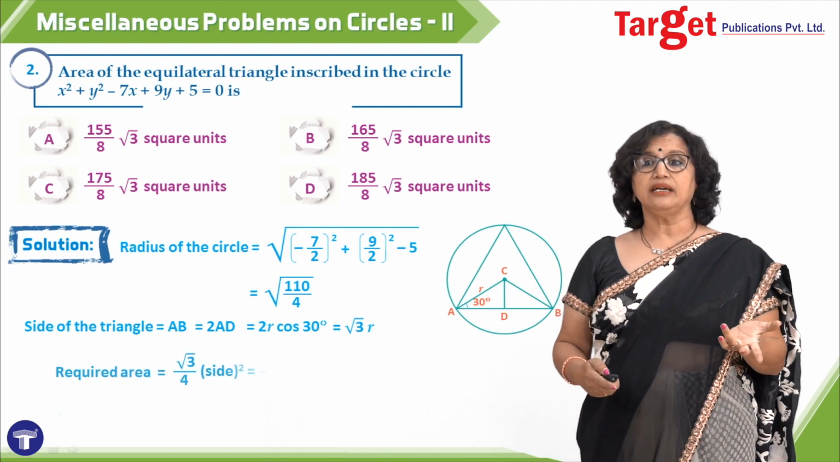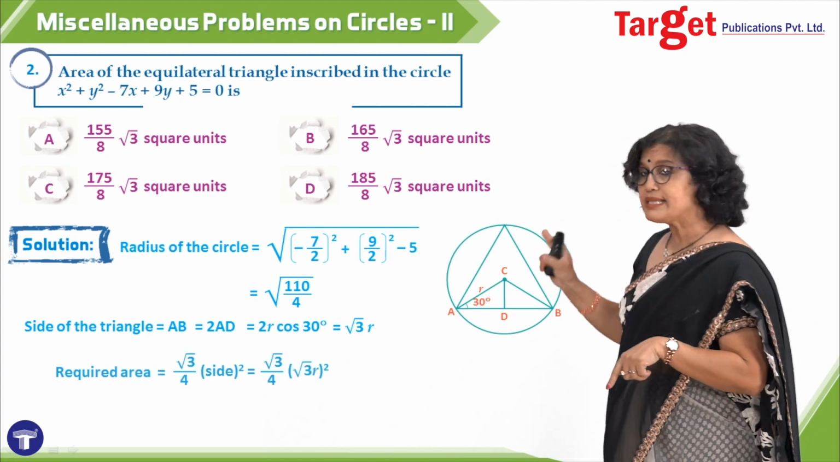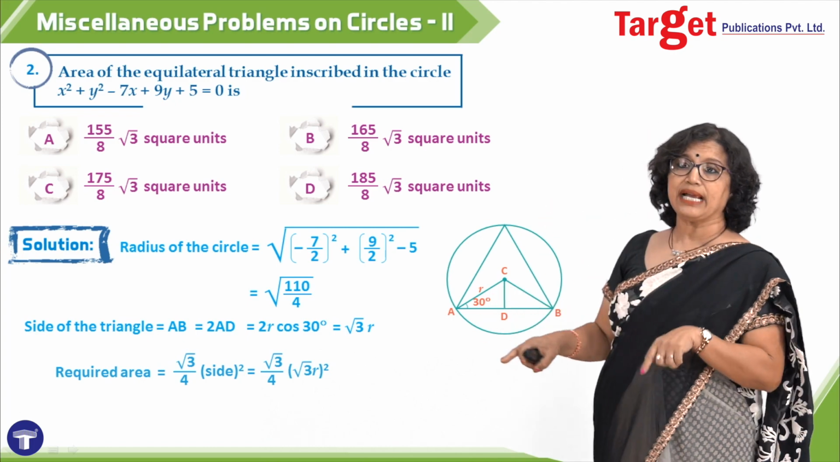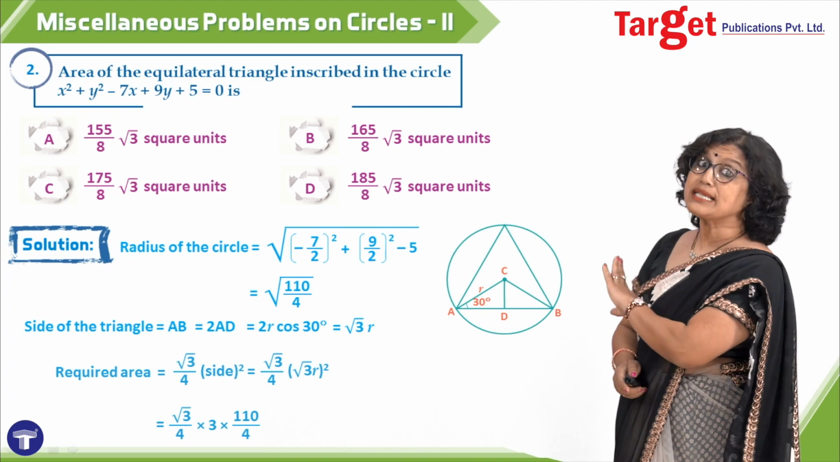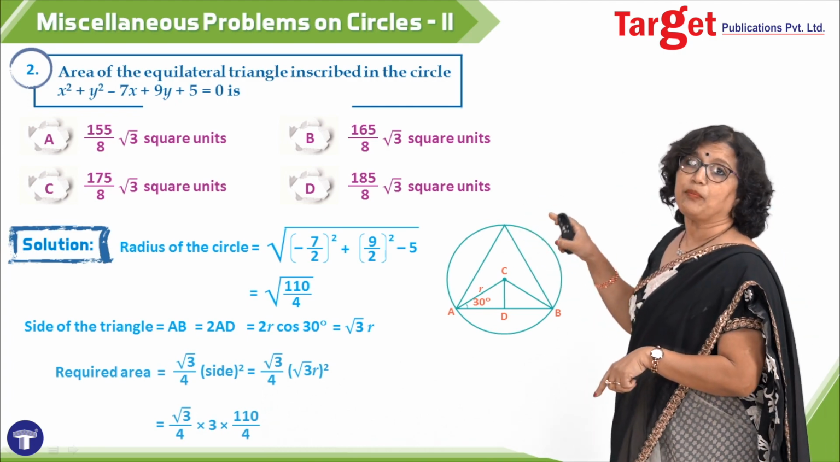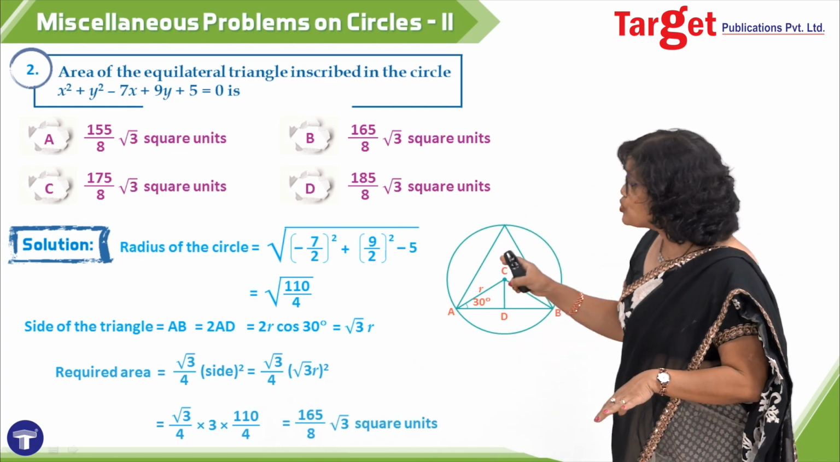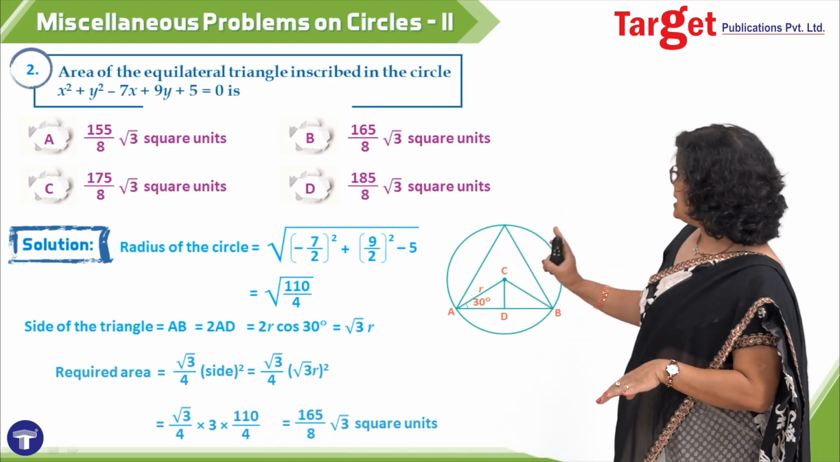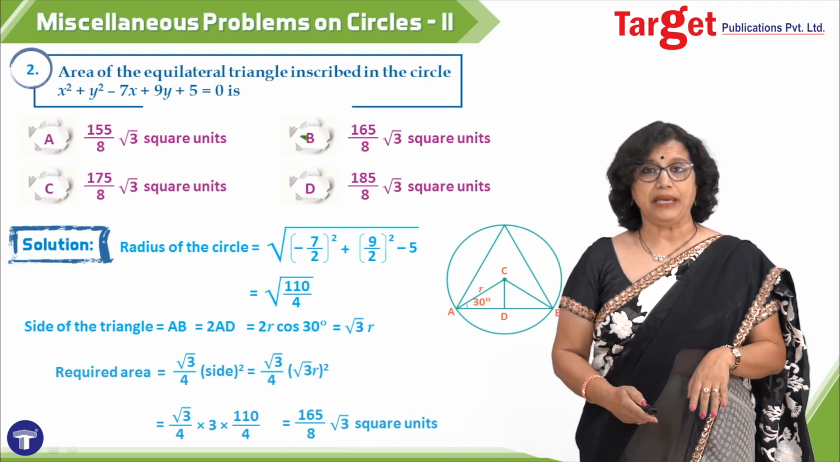And if that is the case, then you can always write the required area. Required area is root 3 by 4 times side squared. Substitute the value for the side, that is root 3 into r, and simplify it. What is r? R is the radius. The radius we have already found there, 110 upon 4 square root. Substitute that and simplify. That leads to 165 upon 8 root 3 square units. So my correct option is B.